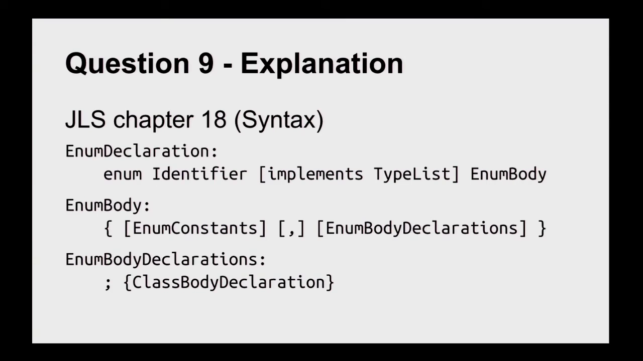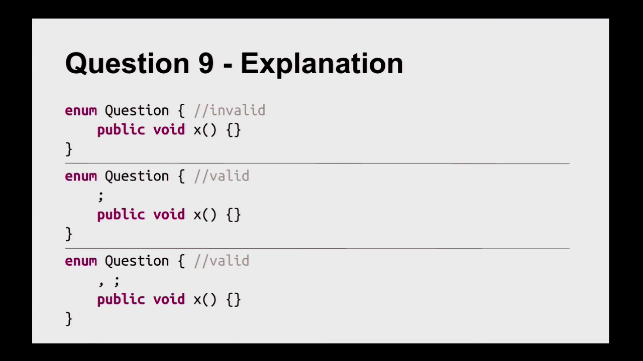So it's valid to have an enum that is completely empty, but in order to turn that into something that compiles, you have to make it look like that. So you have enum question and then a single semicolon followed by the method, or if you want, a comma followed by a semicolon followed by your method or variables. So two reasons why it wouldn't compile.